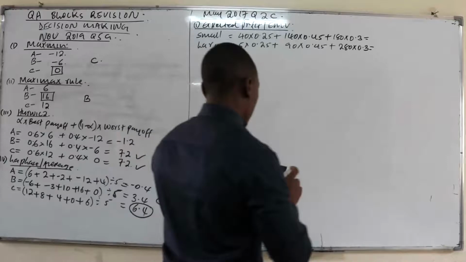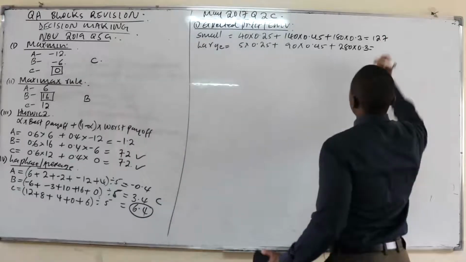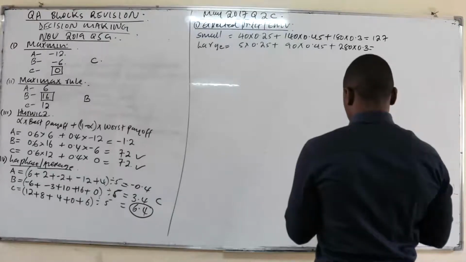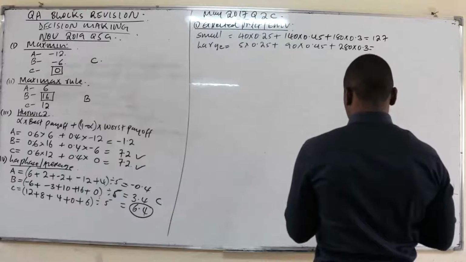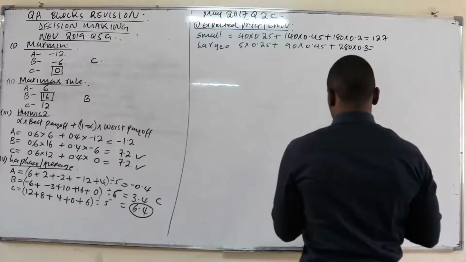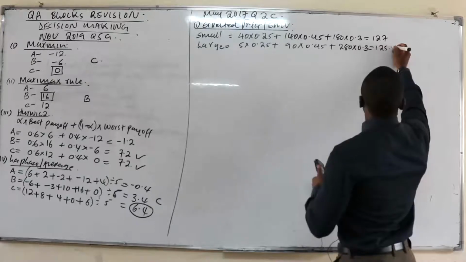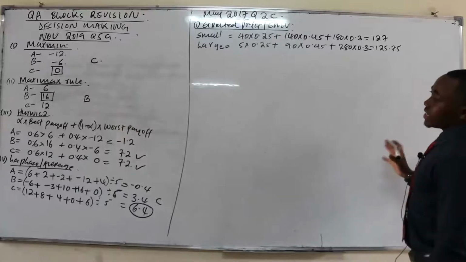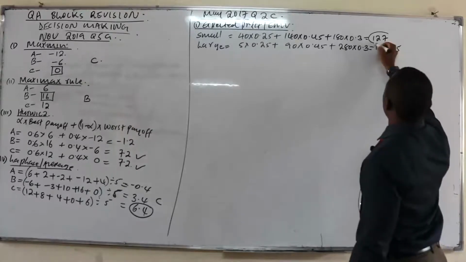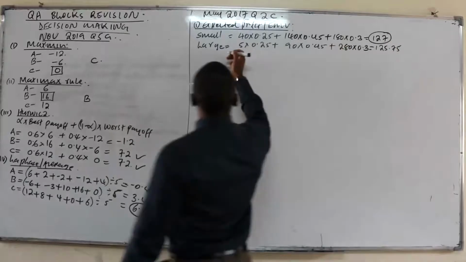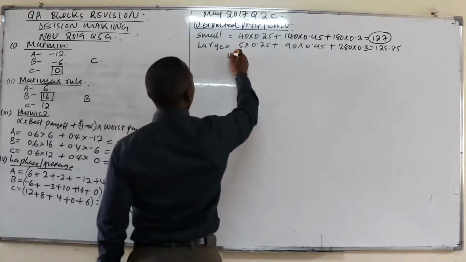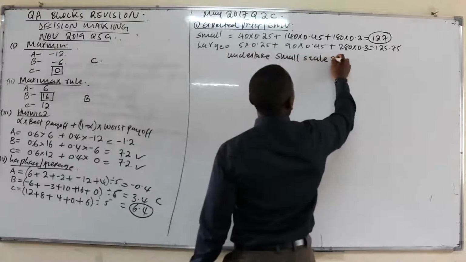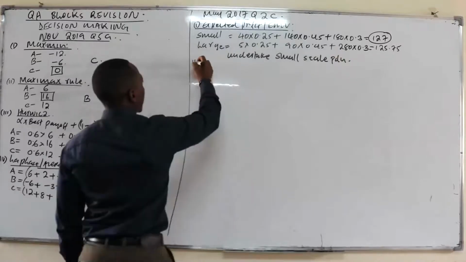So you are getting 127. We have 125.75. Then based on the EMV, we see that you take the one with the highest expected monetary value, and in this case it is 127. So in this case, you should undertake small scale production.